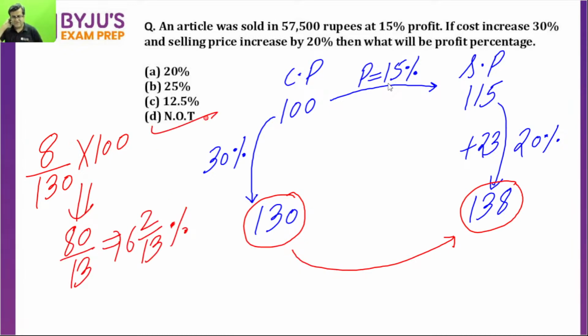Same question as the previous. If the last question was clear, this should be done by you, and the question is very simple now, as I have explained. Because profit is 15%, if cost I have taken as 100, selling will be 115. Now cost and selling you have to increase. Cost increase 30% means 130. Selling increase 20% means 138. 8 is the profit upon 130 into 100. So 800 by 13, that is 6 2/13% is the profit percentage. That's it.